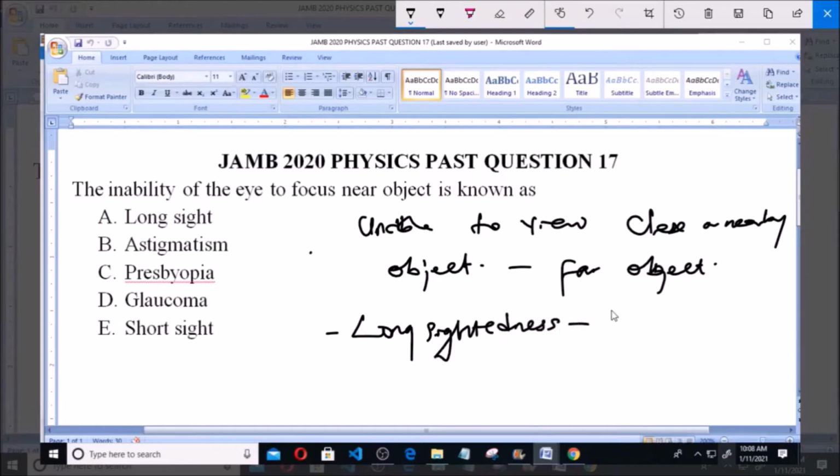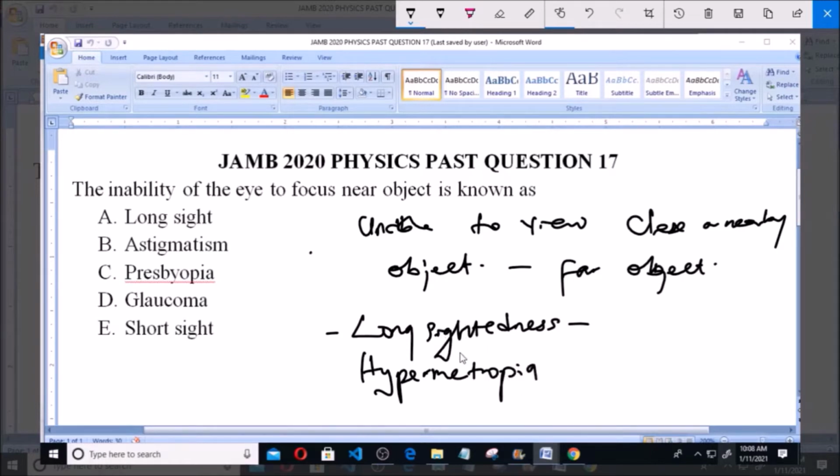Now, in this condition, the eyeball is shorter than normal. The eyeball is shorter than normal, and so close by objects will not be able to focus on the retina. And that name for long-sightedness is what we call hypermetropia. It is also known as hypermetropia.